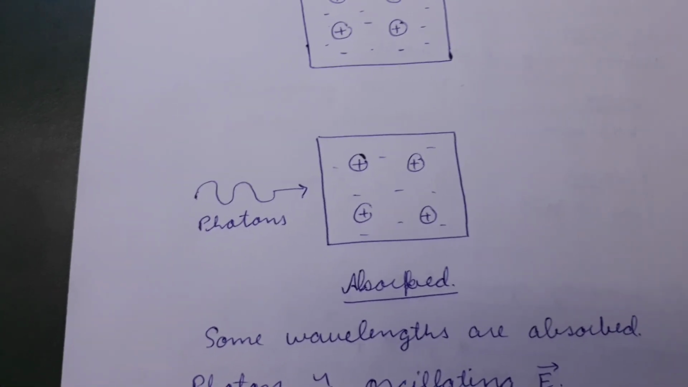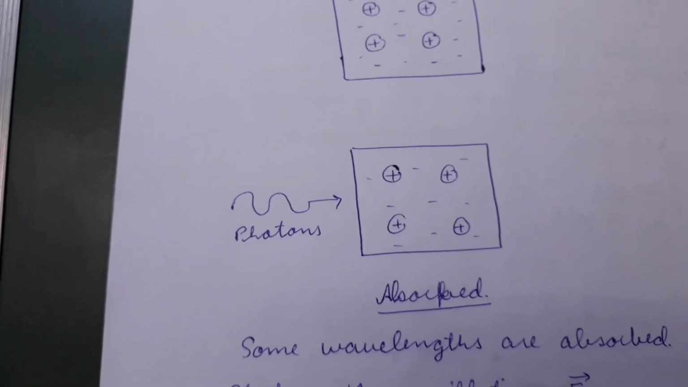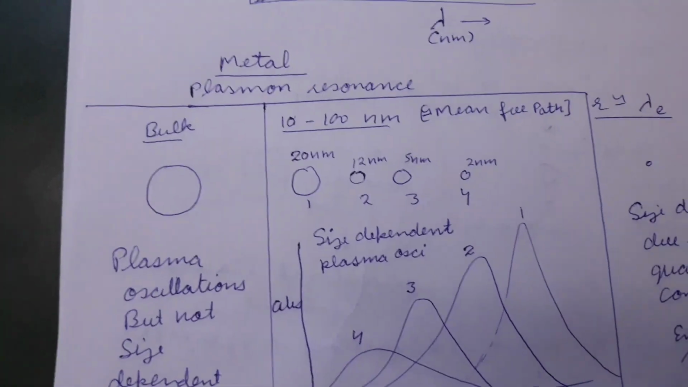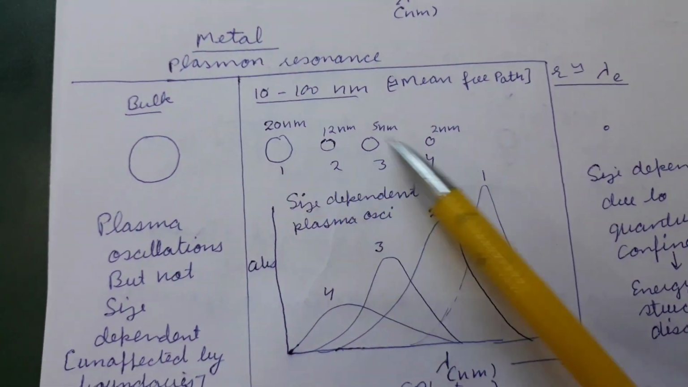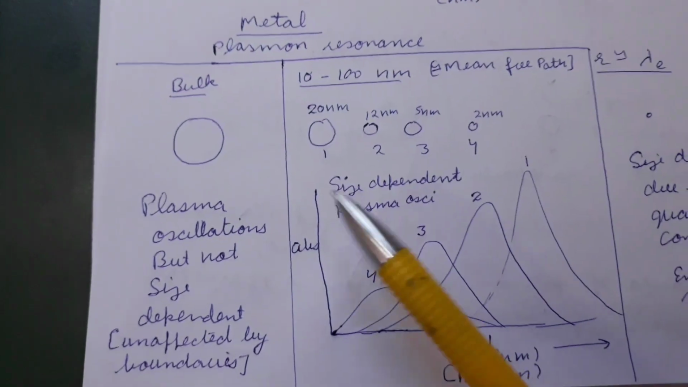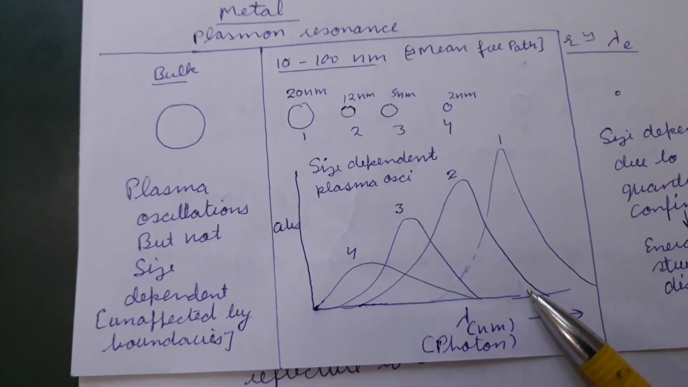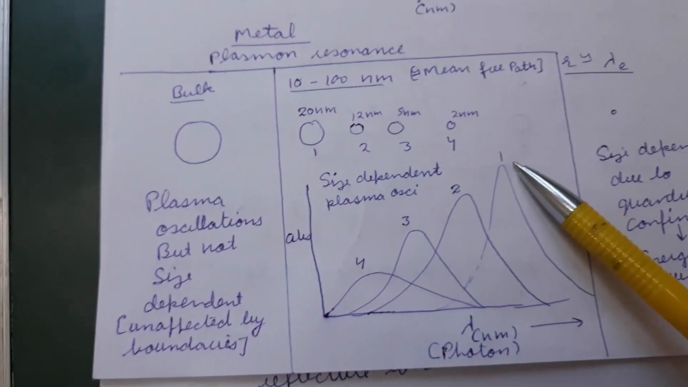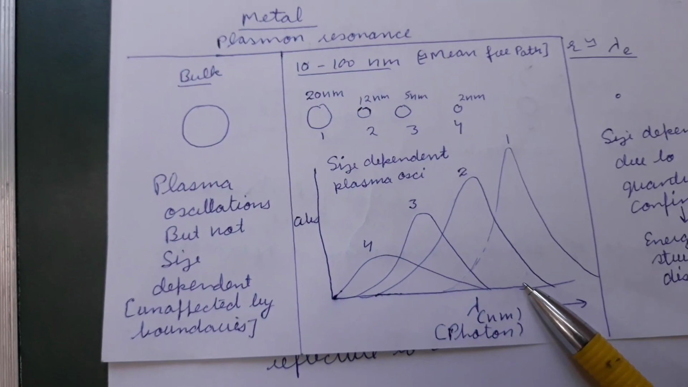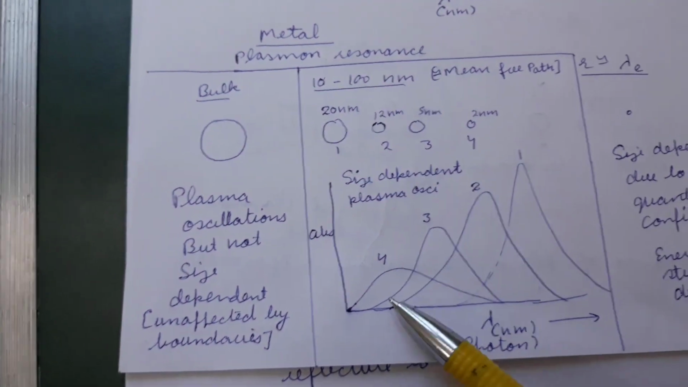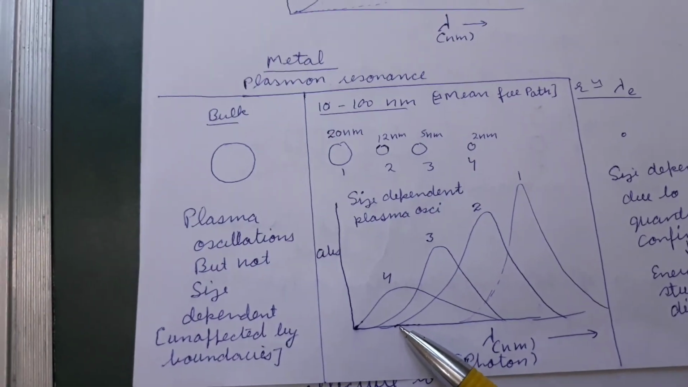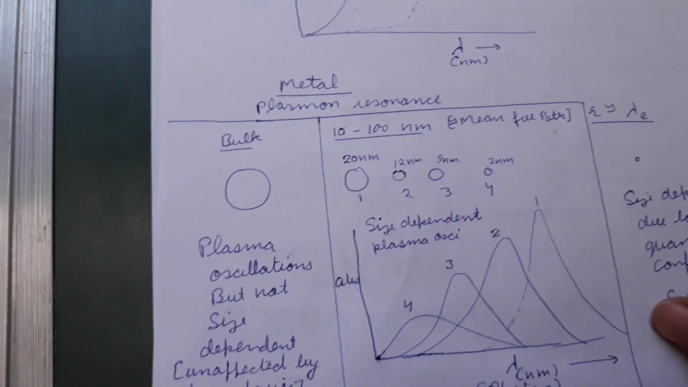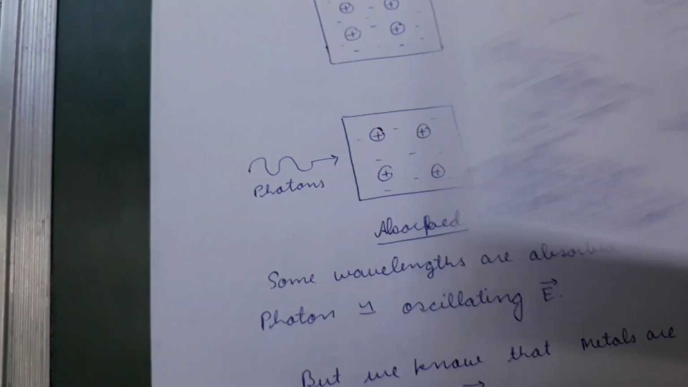If a photon is incident on these particles, which are of the order of nanometer range, as we've discussed in the last page, then some of the wavelengths of the photons are absorbed. You have these absorption peaks. A larger nanoparticle absorbs at larger wavelengths, smaller energies, and a smaller nanoparticle absorbs at smaller wavelengths, larger energies. So why is the photon getting absorbed by a metal? This is what we are going to discuss.